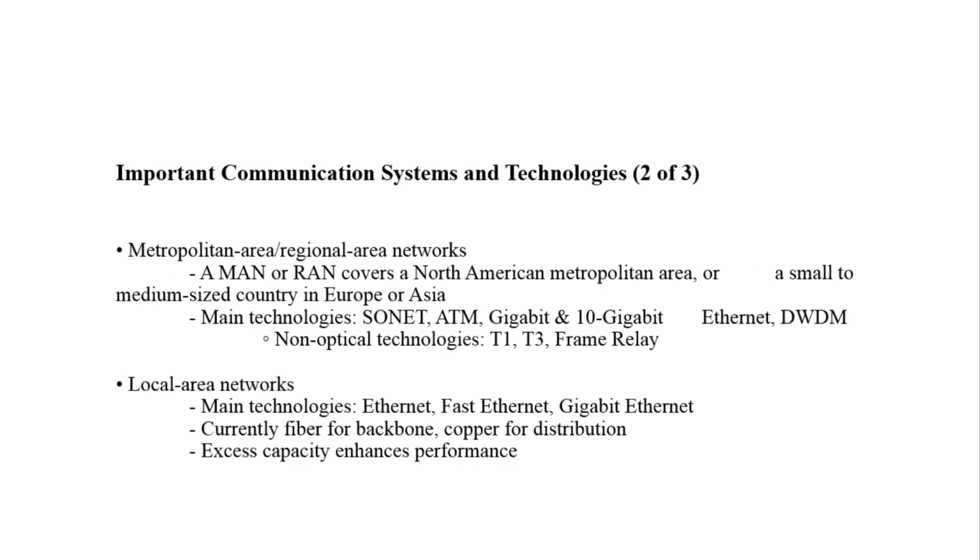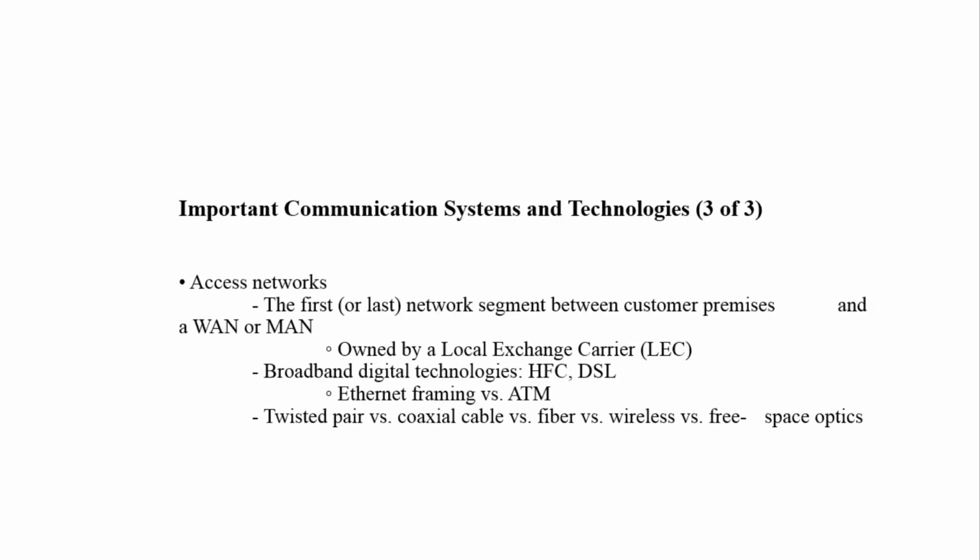Metropolitan area network. A MAN covers a North American metropolitan area or a small to medium sized country in Europe or Asia. Main technology is SONET, ATM, gigabit, 10 gigabit Ethernet, DWDM, right? Local area network, main technology is Ethernet. Currently fiber for backbone, access capacity, enhanced power performance. So these are nothing but the different technologies which are used for communication in day-to-day life.